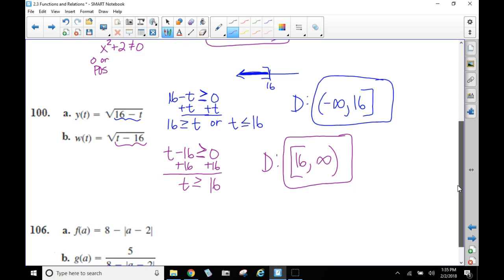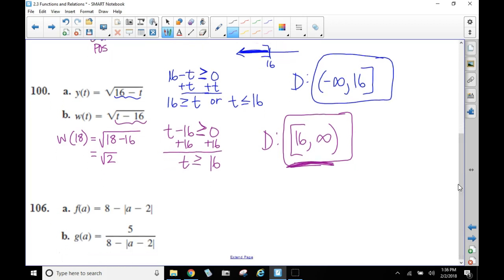For example, okay, what would be w at 18? Okay, that's greater than or equal to 16. Can we say that this is going to be a real number? Yeah, that is just square root of 2. That's real, okay? So that 18 is in our domain, and any value of t that is greater than or equal to 16 will be in our domain.